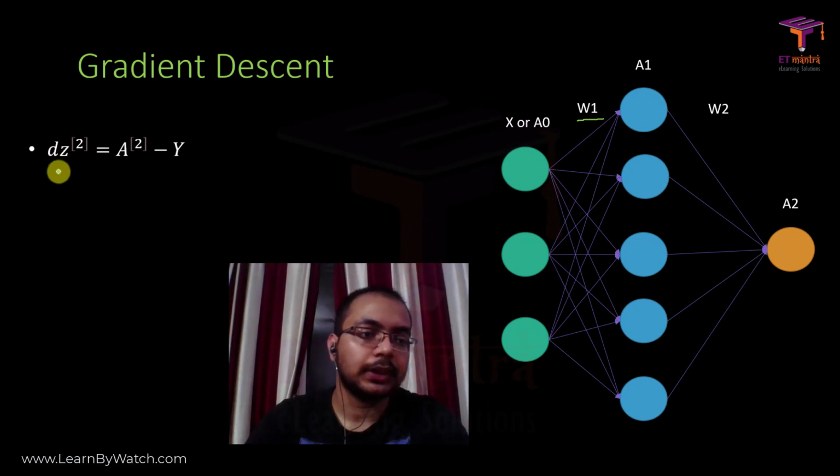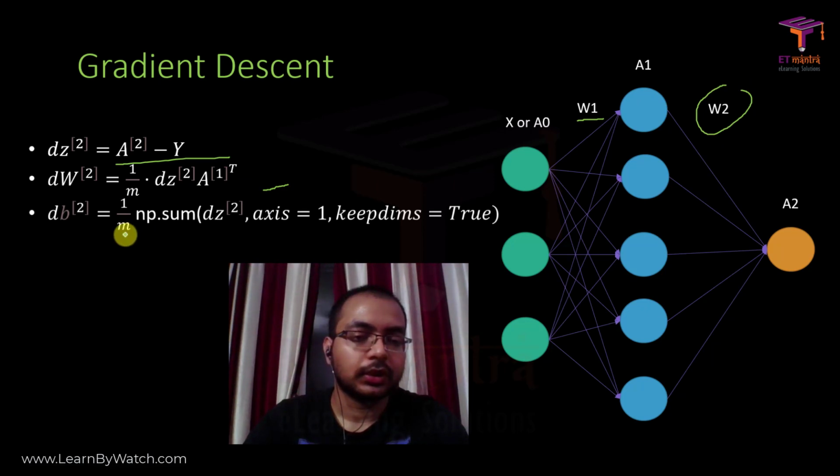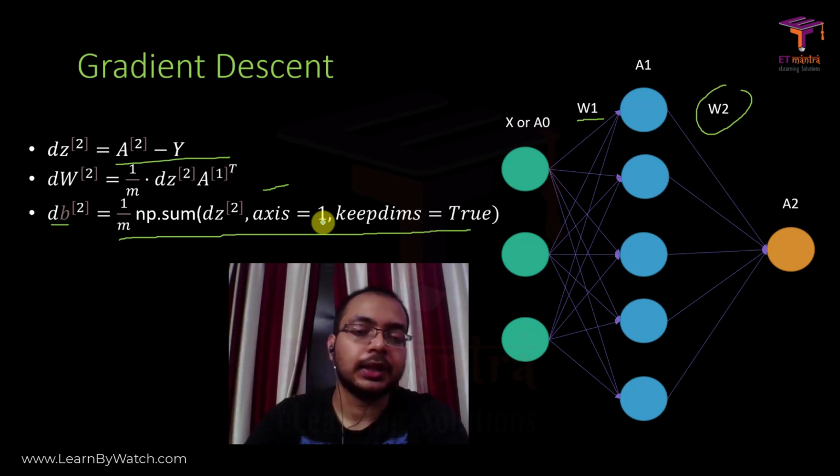So first we find dz2, which is the derivative of z2, as a2 minus y. Then we find the derivative d omega 2, which is this formula. I'm just skipping through these since these are just formulas, you have to just code it down. And the derivative db2 is, I have written the Python code here, 1 by m np dot sum dz2, and axis 1 means it will add along the rows.